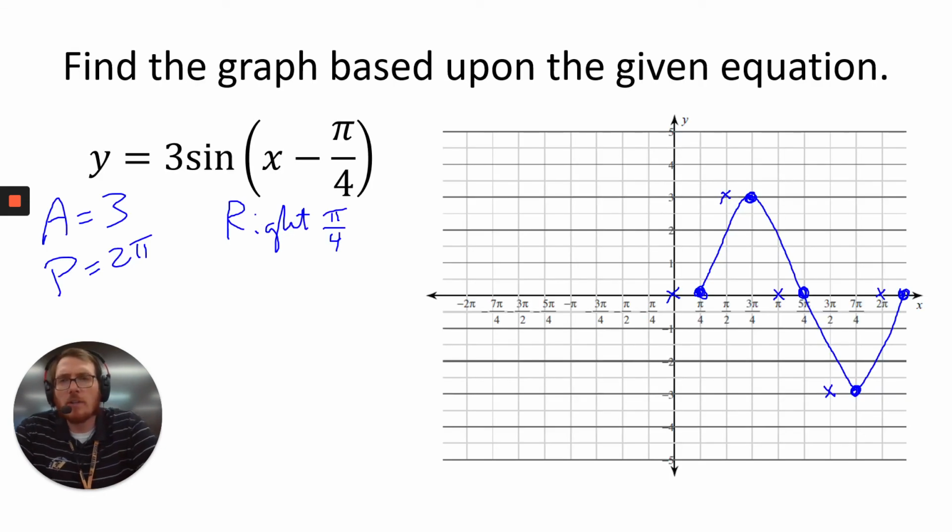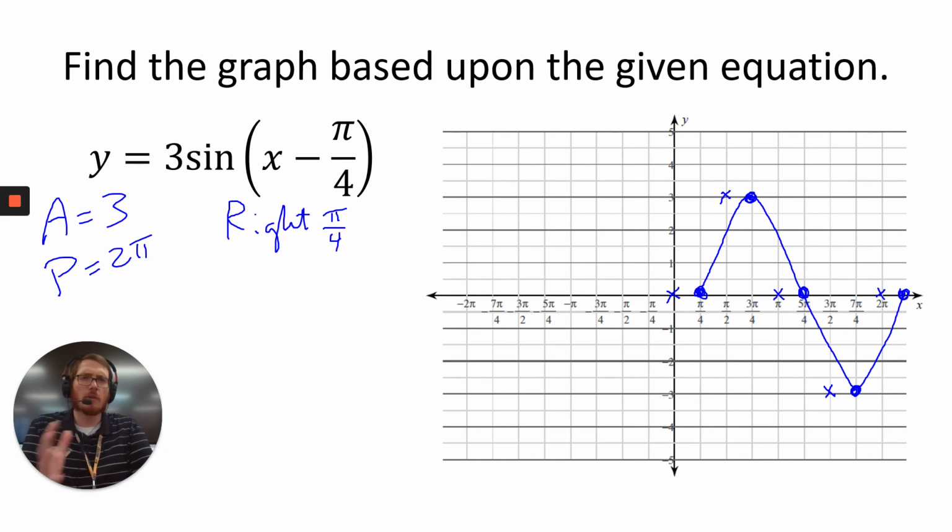So for the first set of questions, what I've done here is tried to write all the information. So this 3 is the amplitude, the period is 2 pi because sine's period is 2 pi divided by b and there's no number in front of x. And then the minus pi over 4 is to the right pi over 4. The x's here would have been the graph before moving it to the right, and then I moved all the spots to the right to pi over 4 to find that location.